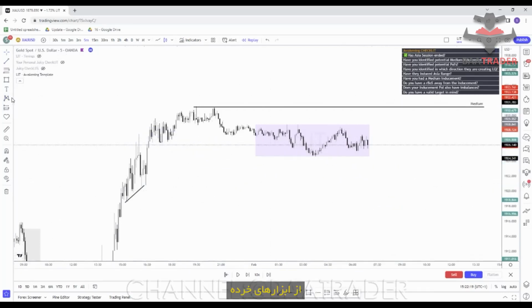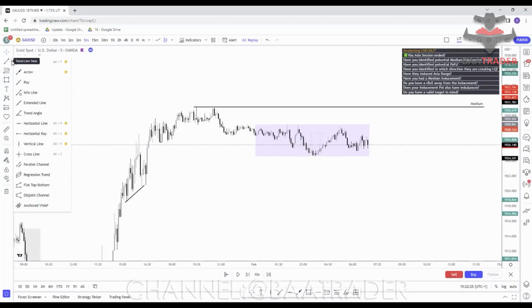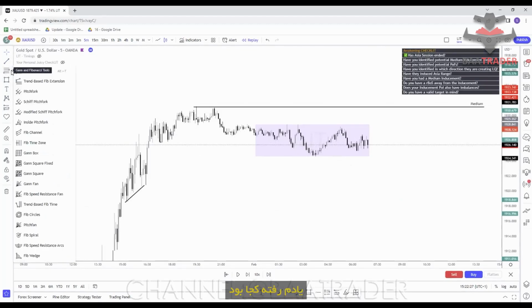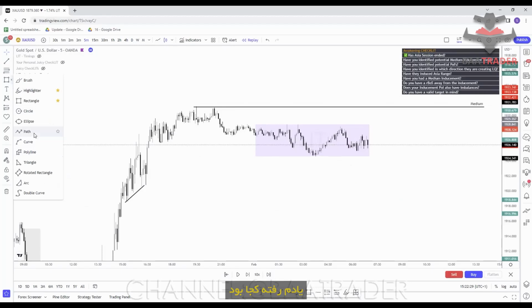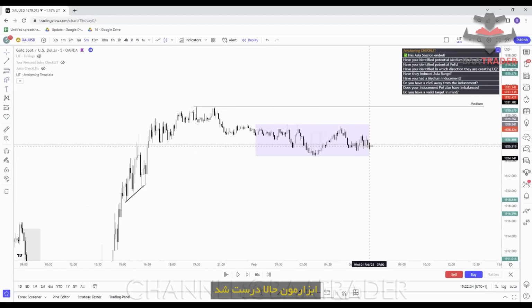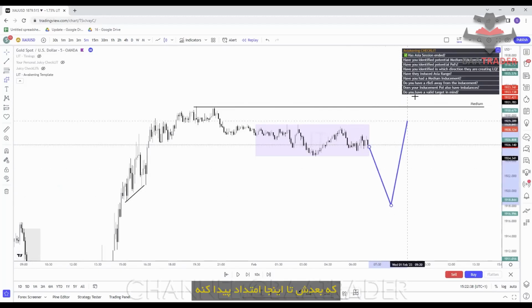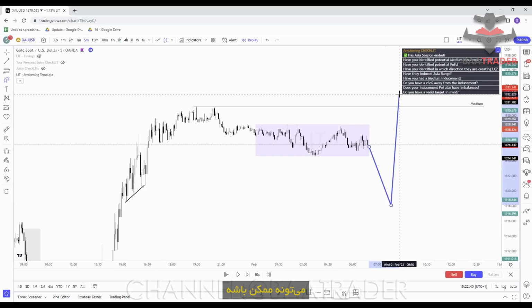Some retail tools accident. Let's get the polyline, wherever that one is. I have forgotten where that one is. Polyline, there we go. We have the right tools. So if price does come down here, for price to then extend all the way here can be possible.